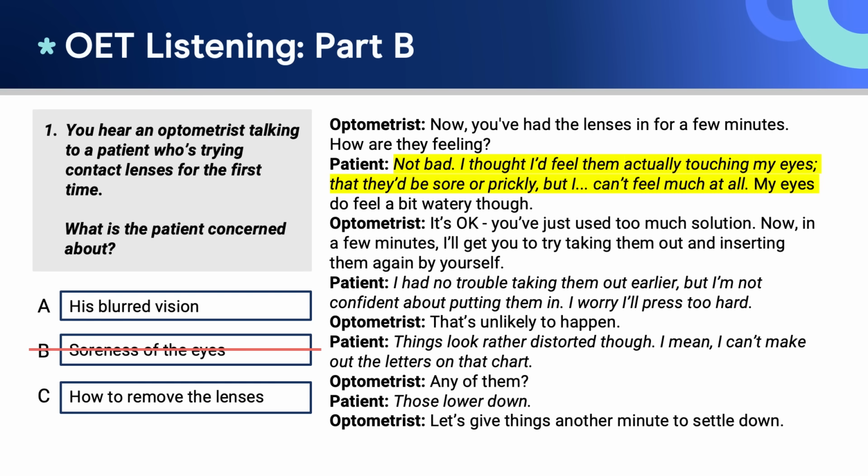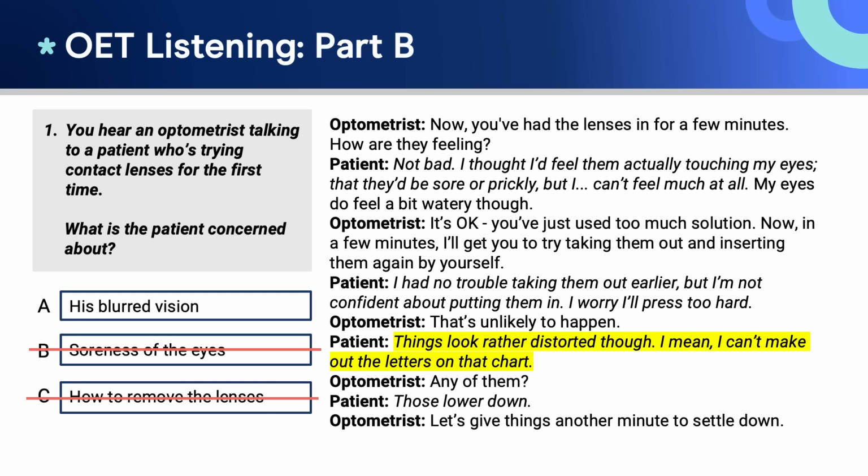Let's keep going. The optometrist then asks if the patient can try taking the lenses out and putting them back in again. And the patient says he's not confident in putting them back in. This seems similar to option C because it mentions removing the contact lenses. But notice that the patient is concerned about putting them back in rather than removing them. So this is also a distractor because the answer option is the opposite. So answer C is wrong.